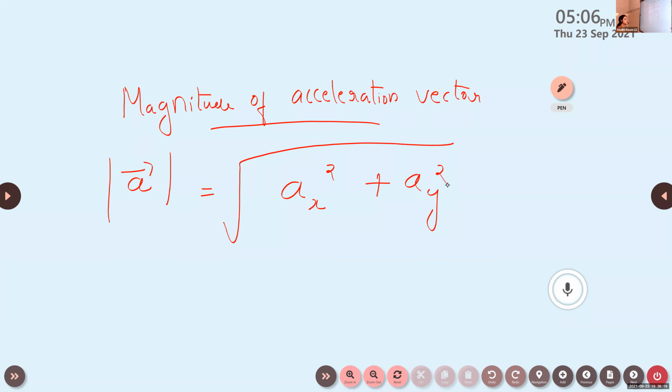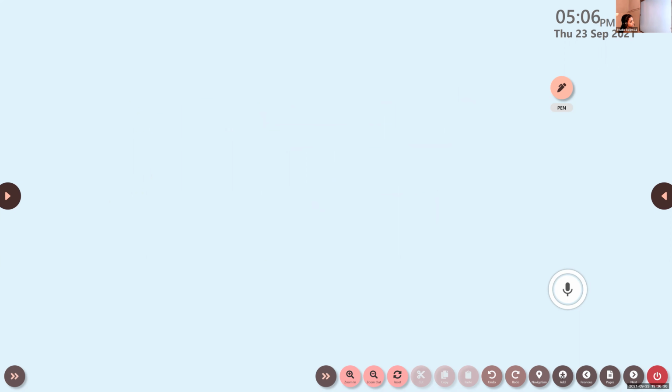Okay. Modulus of vector A is equal to root of ax square plus ay square. Then the direction of the acceleration vector. The next equation is direction. We can find the direction if the acceleration vector is given. Again, tan theta is equal to, what is the equation?